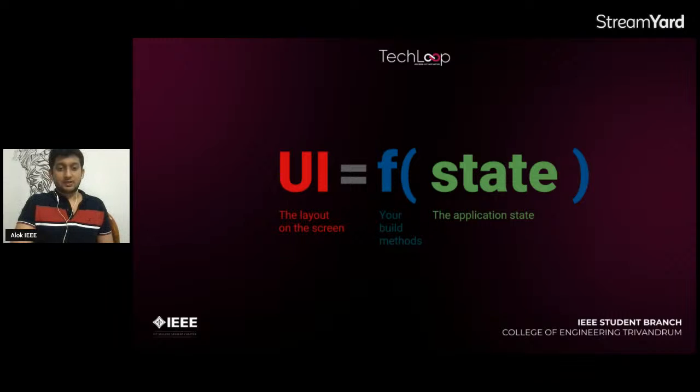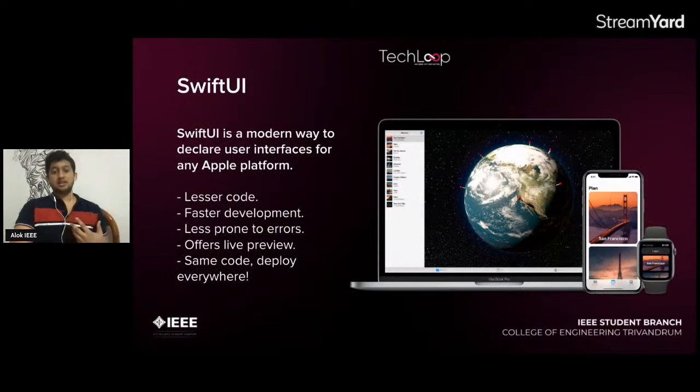So again, SwiftUI: you can use less code, you have faster development, and it's less prone to errors. So you see all these apps right here, the one on the Mac, the one on the iPhone, the one on the watchOS, all has one single code. So that is how efficient iOS is. So SwiftUI is just great.